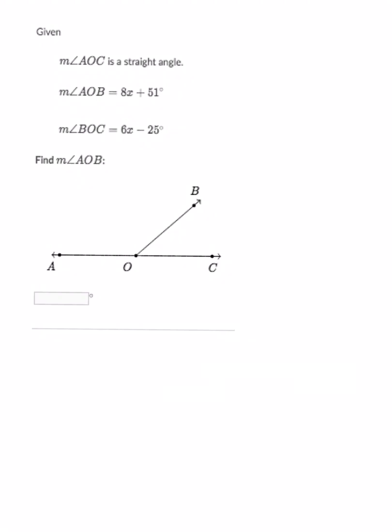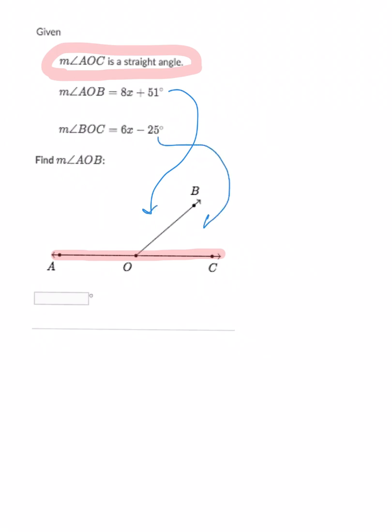Finally, the last one says the measure of angle AOC is a straight angle, which means this right here is a straight line. It then tells me the measure of AOB, which is the obtuse angle, is 8x plus 51, and the acute angle is 6x minus 25. Now I know together they have to add up to 180. So I'm going to add 8x plus 51 to 6x minus 25.